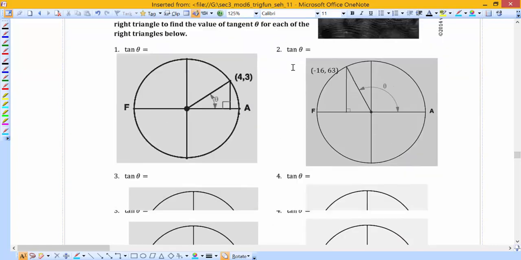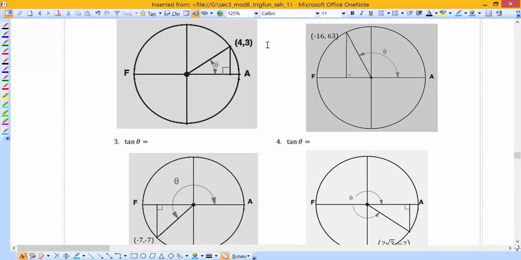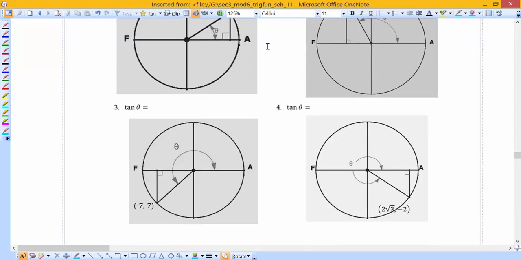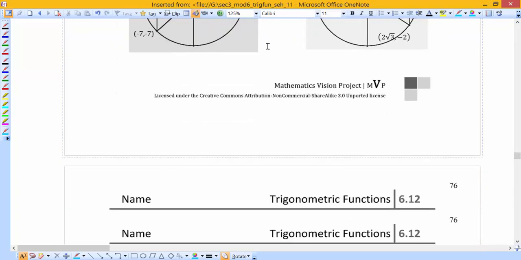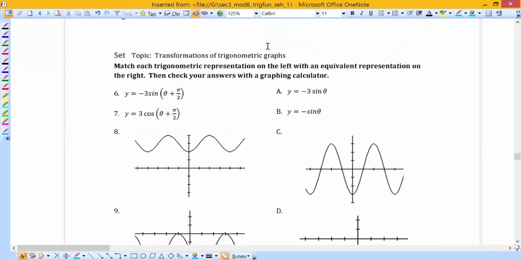Remember, rationalize your denominators. Number 4, you can't have a square root in the denominator, so you do need to rationalize that. Simplify your fractions when you can, please. Don't leave them.